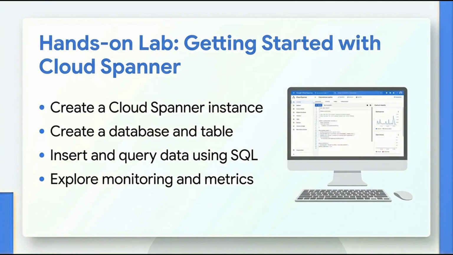In this hands-on lab, we will walk through the basics of working with Cloud Spanner. First, we will create a Cloud Spanner instance. Then we will create a table inside the default database. After that, we will insert some sample data and run SQL queries to explore. Finally, we will look at monitoring and performance metrics to understand how our database behaves in real time.